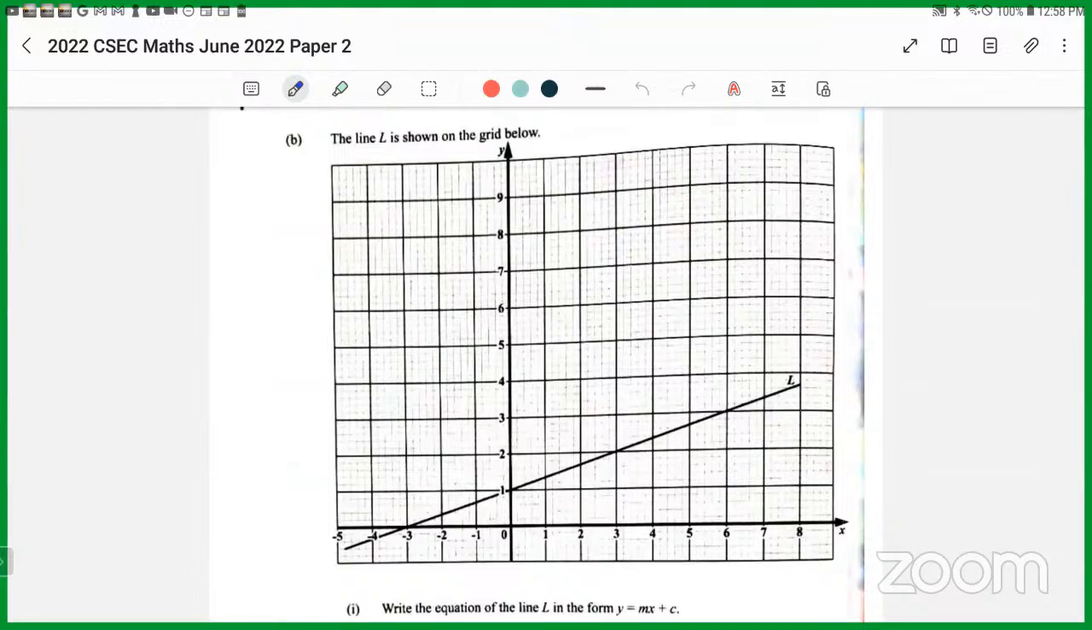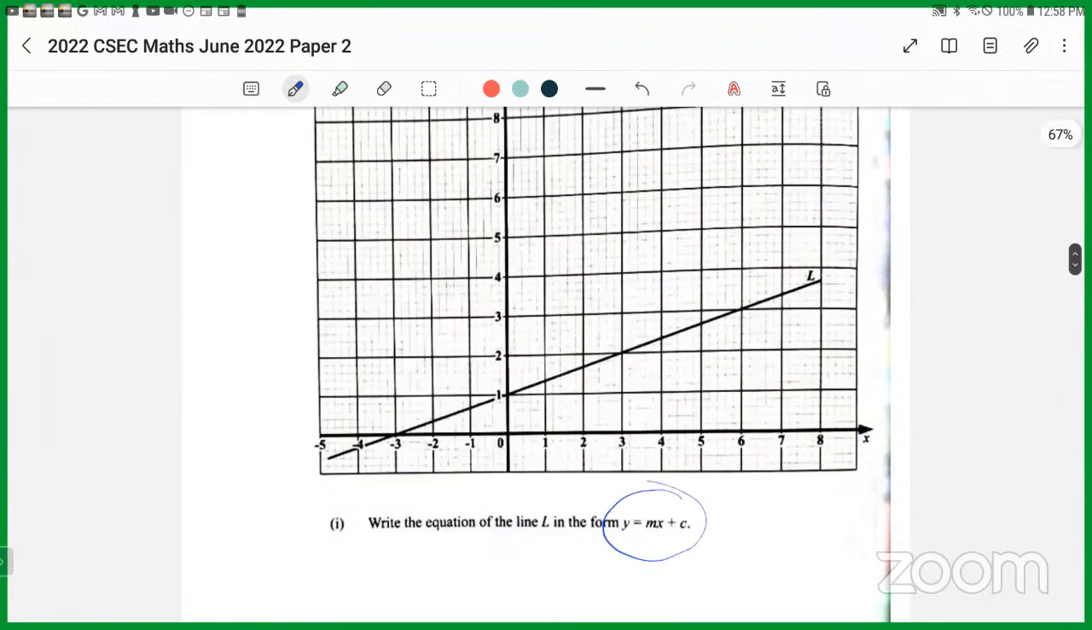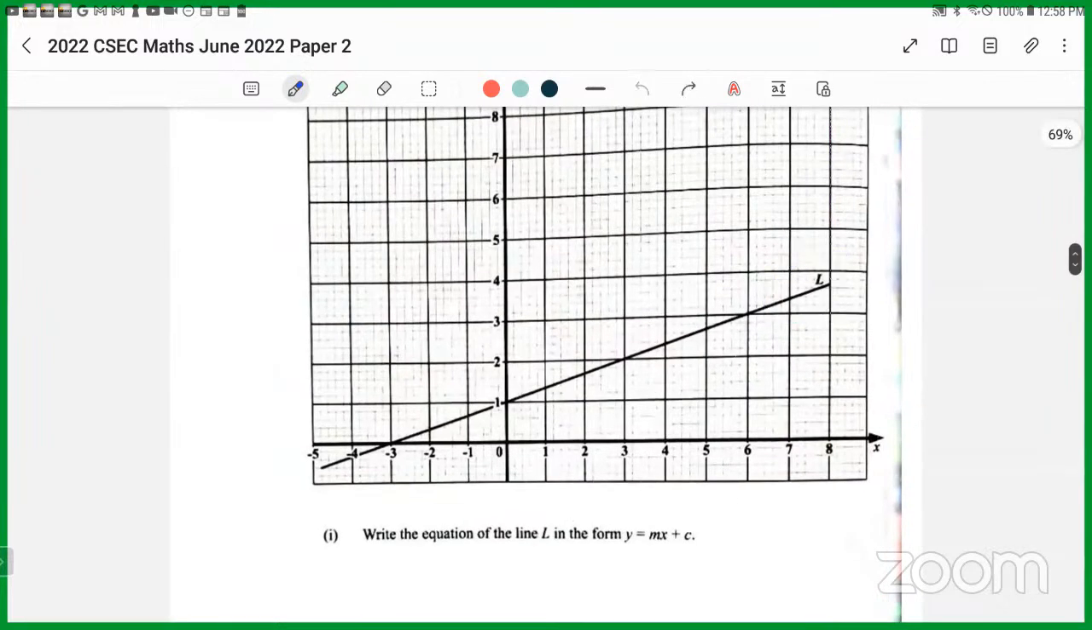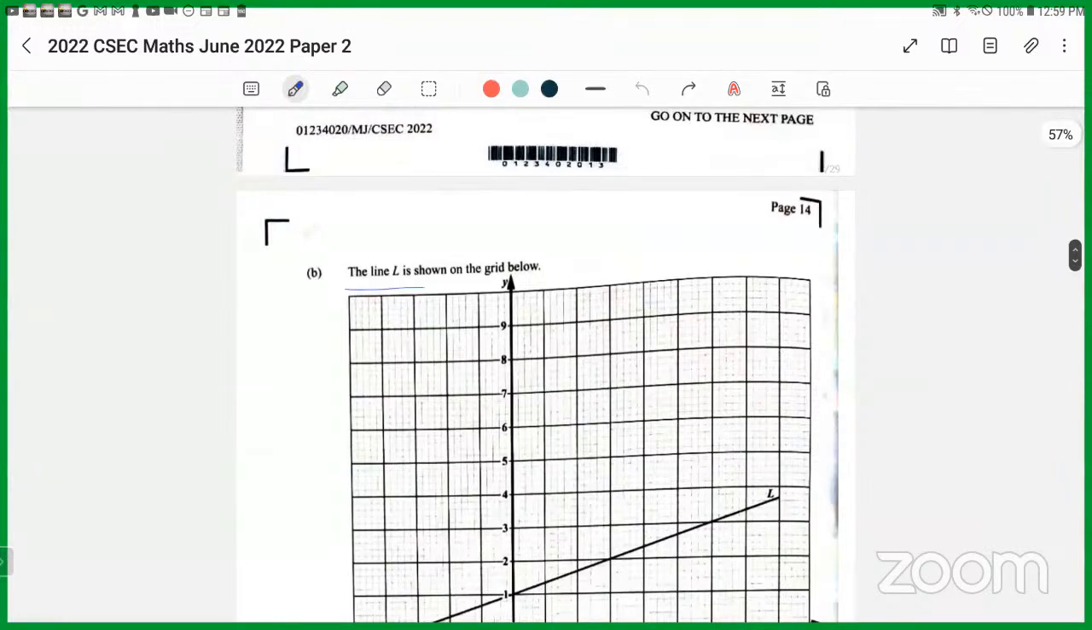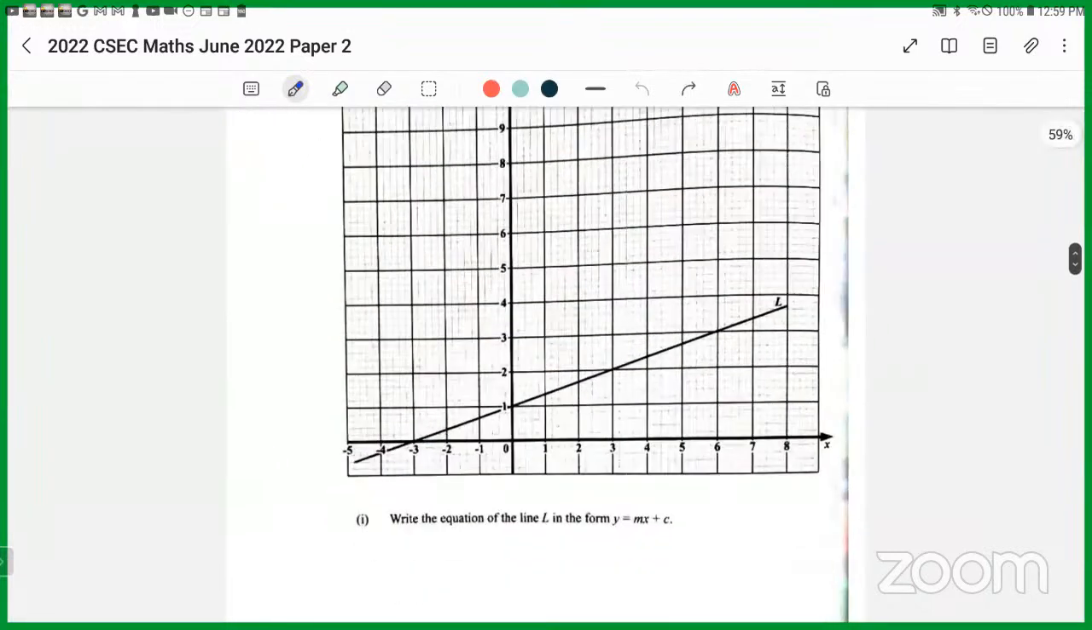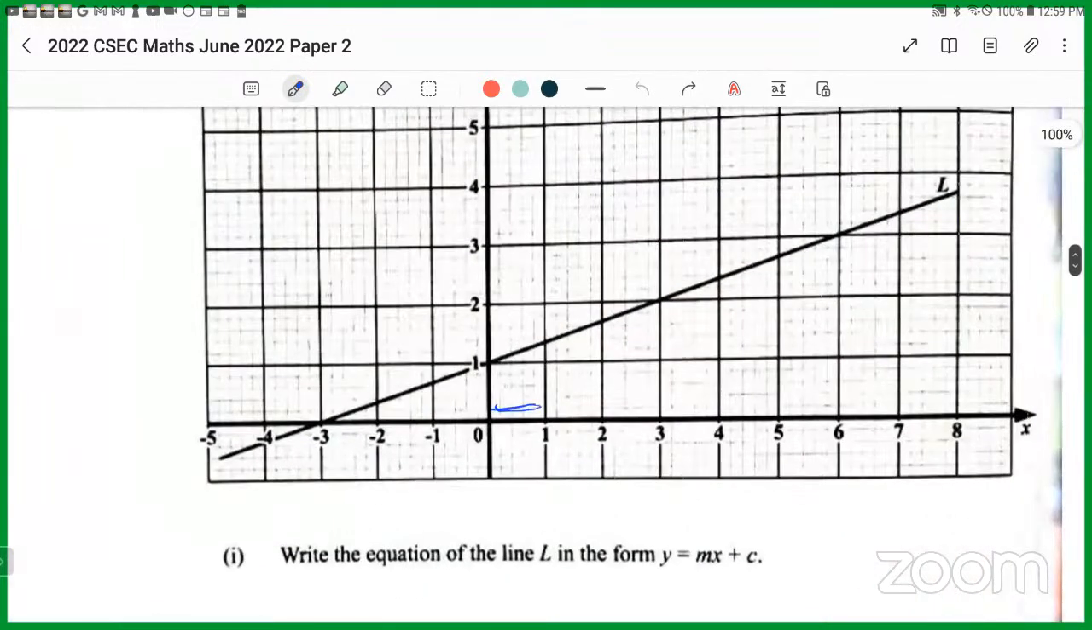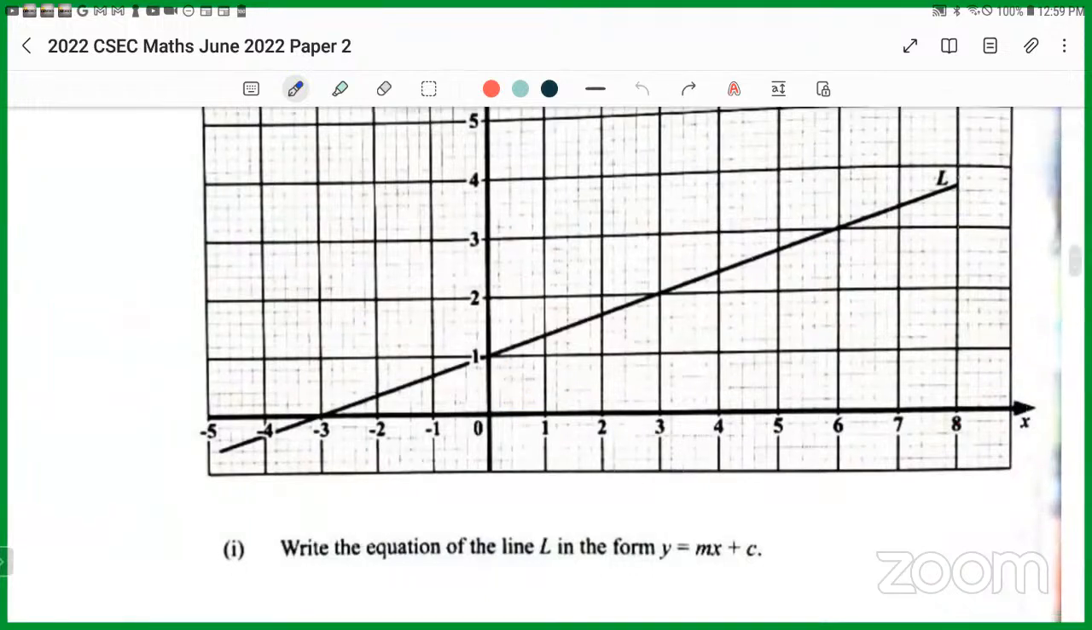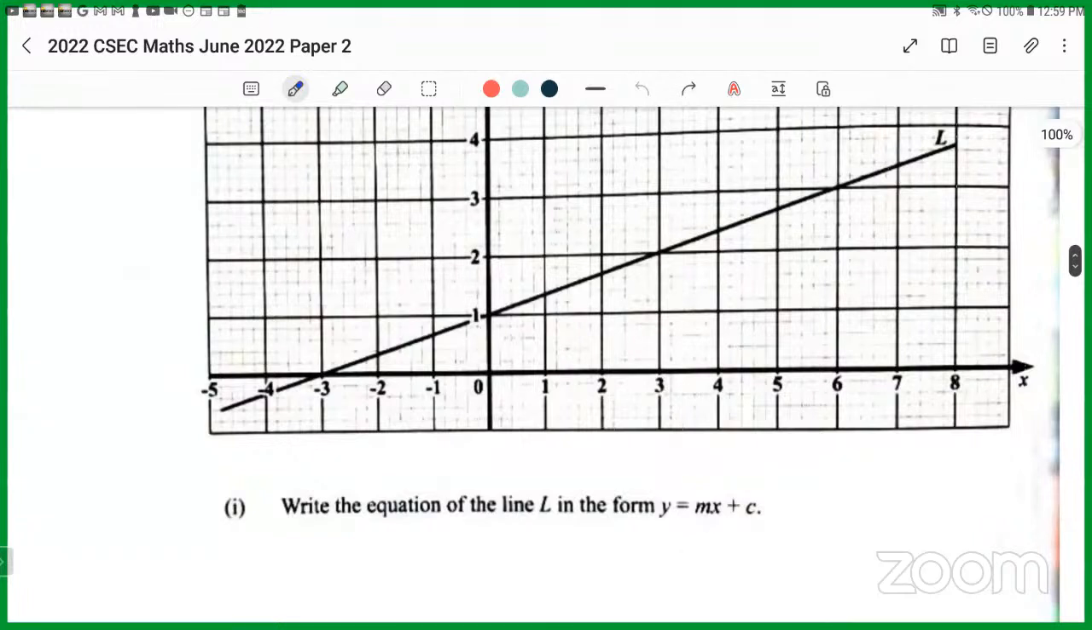The question says, write the equation of this line in the form y equals mx plus c. So we need the m and we need the c. They give us the line L. Line L is shown on a grid, so you check the scale first. Every one of these boxes is 1 unit horizontally, 1 unit vertically. To get the equation of y equals mx plus c, I need the m and I need the c. I can get them off the diagram.